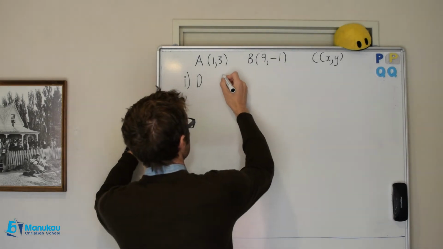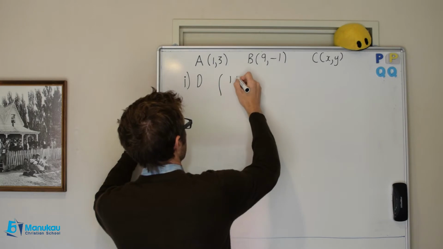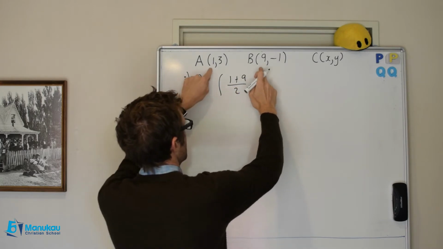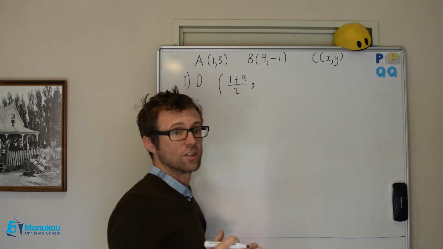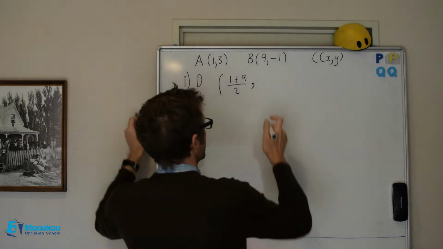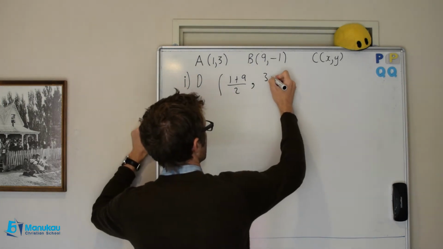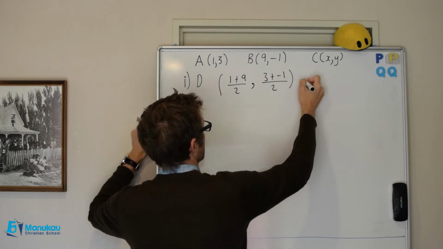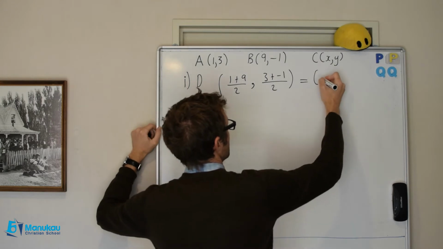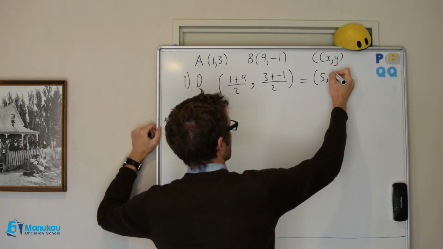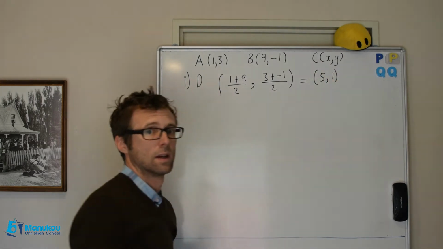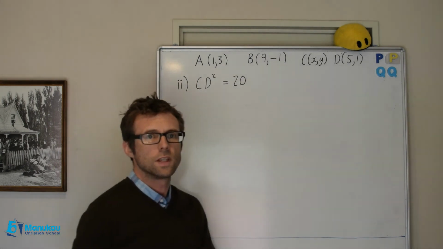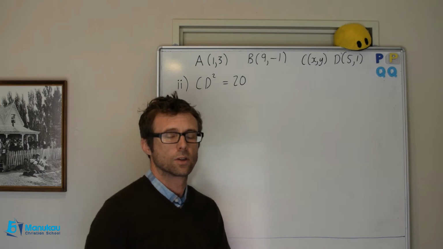So it is going to be (1 plus 9) all over 2. I've added my two x coordinates together and divided by 2 to find halfway between them. And I'm going to do the same with my y coordinates, and this will simply be (5, 1). That's part 1. Now moving on to the second part of this question.